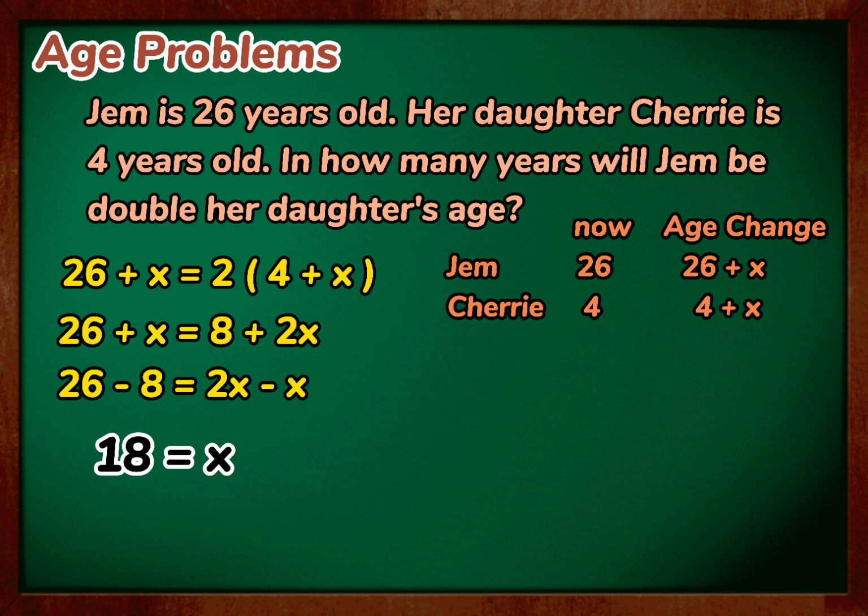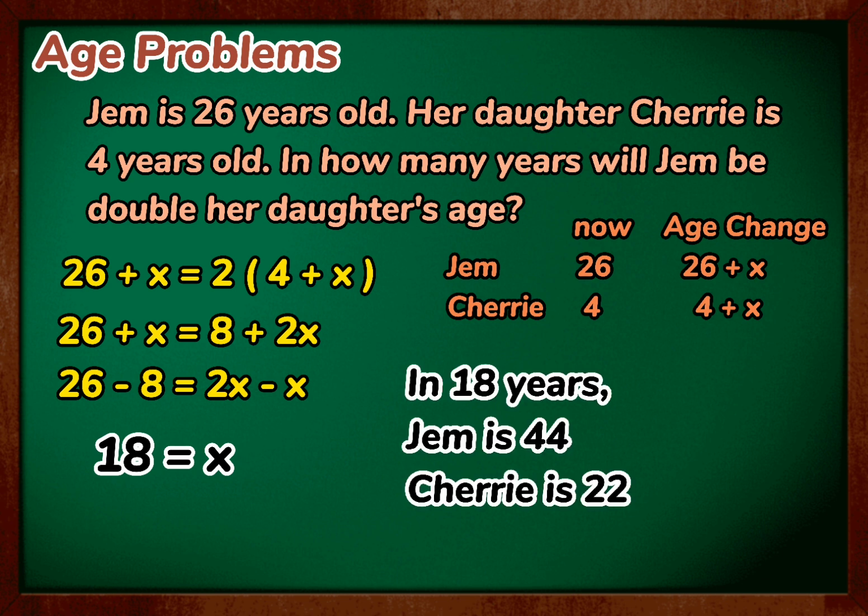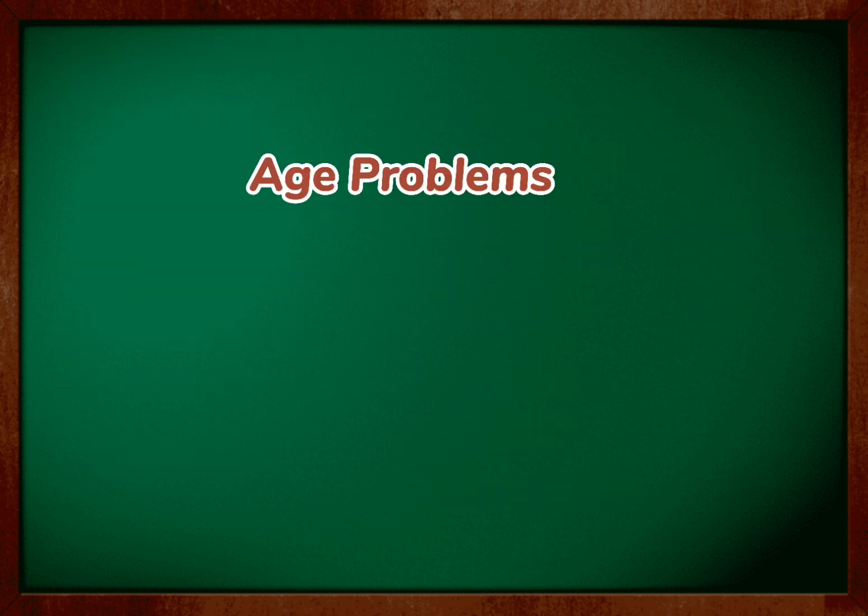Let's check. Jem is 26 years old now. In 18 years, she will be 44. Then Cherry is 4 years old now, and in 18 years, she will be 22. So Cherry's age, when doubled, will be her mother's age, which is 44. The equation is correct. And that's it.